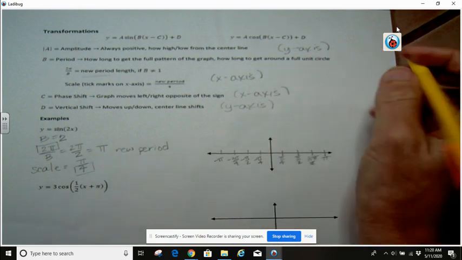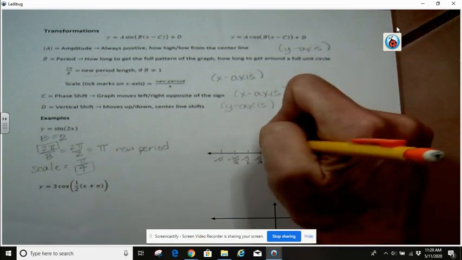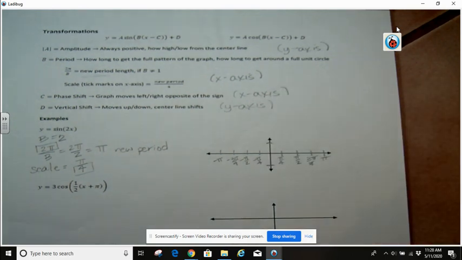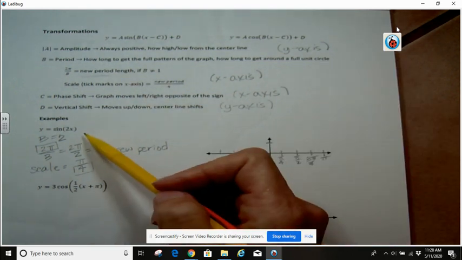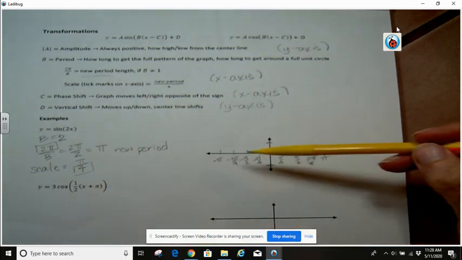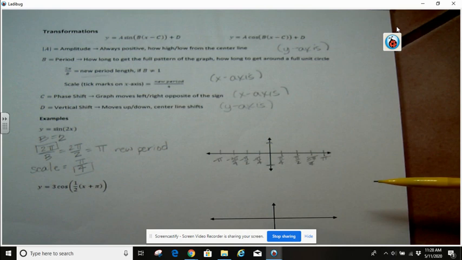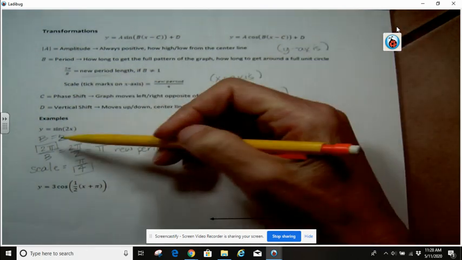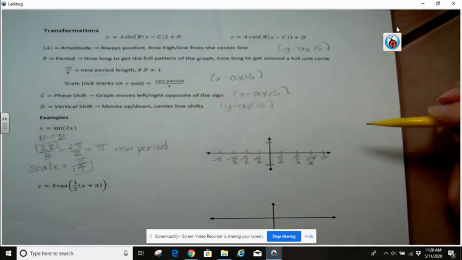So a normal parent function for sine or cosine has a maximum of 1 and a minimum of -1. So that's not going to change at all. We only had the change in period here, and we've accomplished that by relabeling our x-axis. Okay, so once you've relabeled your x-axis to account for the period change, then we're ready to graph.